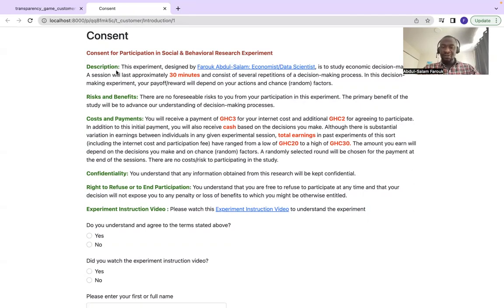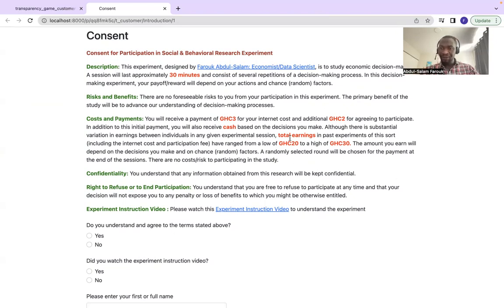In terms of the description of this experiment, this is going to be a 30 minutes experiment or less for that matter. And there are no risks to it. In terms of the cost, there are no costs to it. All your internet charges will be taken care of. In addition to that, all the points that you tend to accumulate in this experiment will be returned back to you in a form of cash.